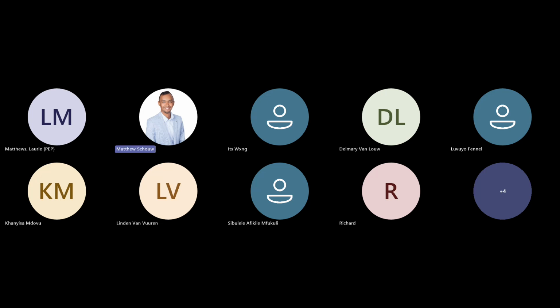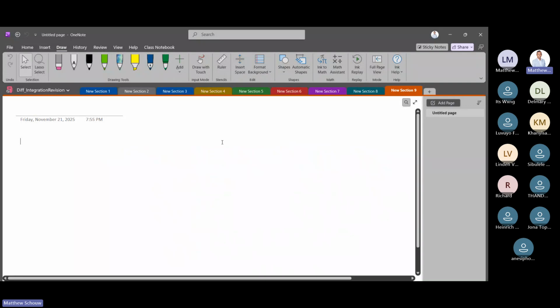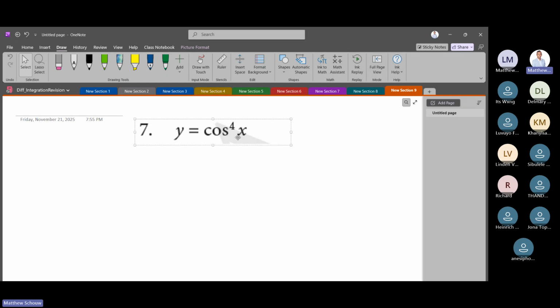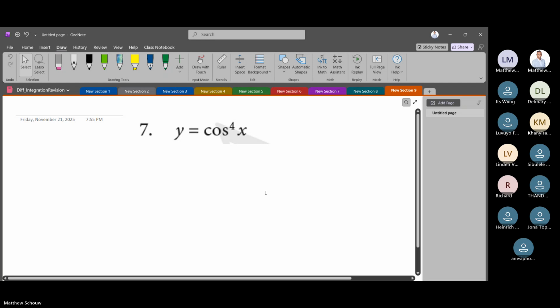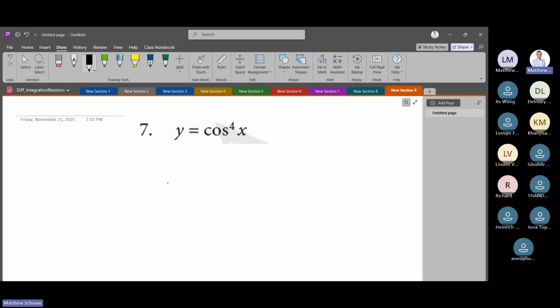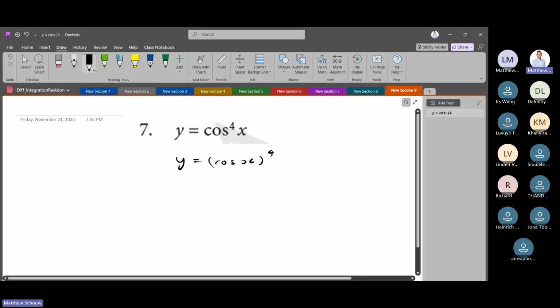Right, let me paste this one here. So I like this one. Can someone tell me what is my u? Can I write this another way for you? So what is u? Cos x. Exactly. u is cos x. So therefore y equals u to the power 4. Am I right? Carry on.